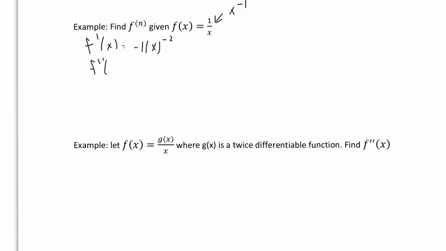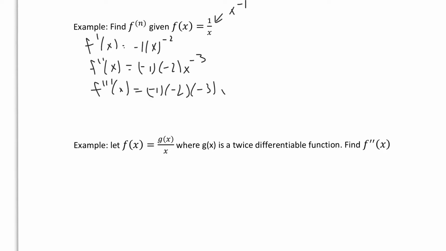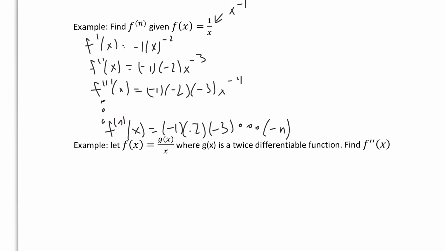The second derivative is going to be negative 1 times negative 2, x to the negative 3. The next one is going to be, well, negative 1 times negative 2 times negative 3, x to the negative 4. So hopefully we can see a bit of a pattern here. If we were just to write it out, the nth derivative would be, well, negative 1, negative 2, negative 3, because we notice for the third derivative we have negative 1, negative 2, negative 3. So for the nth derivative, we'd have all the way up, dot, dot, dot, to negative n.